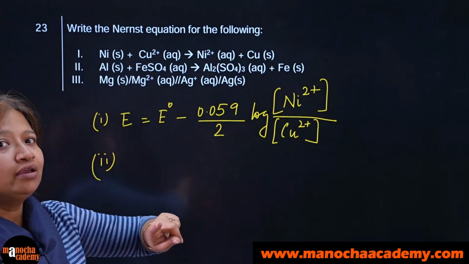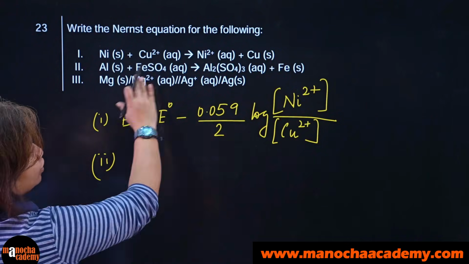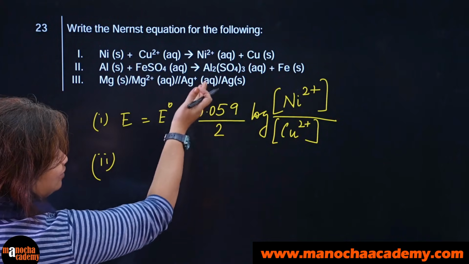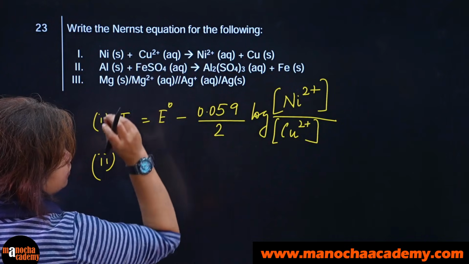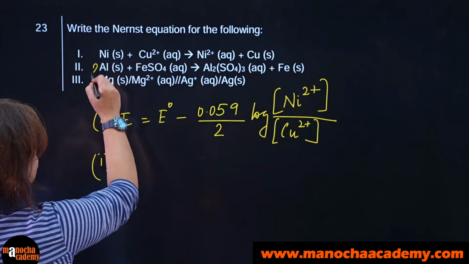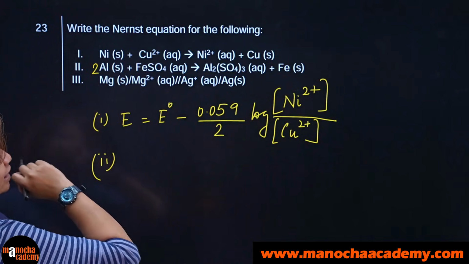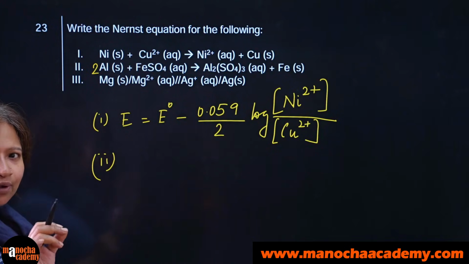So here we have to multiply, like you can see here, or if you balance also you can do it, because they have given already this one. So anyway, aluminium to aluminum sulfate means 3 electrons, and this is 2 electrons, so you multiply aluminium with 2 here. That means the number of electrons is equal to 6 now, isn't it? Are you understanding what I'm telling?